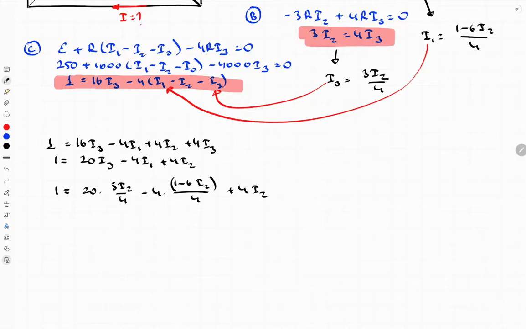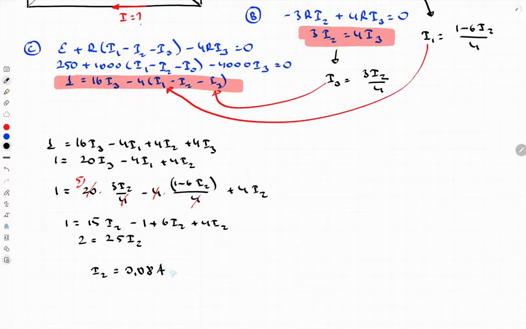Here we have 5, here we have 1. 1 equals 5 times 3, 15 I2. Here we have just 1, so 1 minus, plus here 6 I2, minus minus will be plus, plus 4 I2. So 2 equals 25 I2, so I2 equals 2 over 25, which is 0.08 amperes.